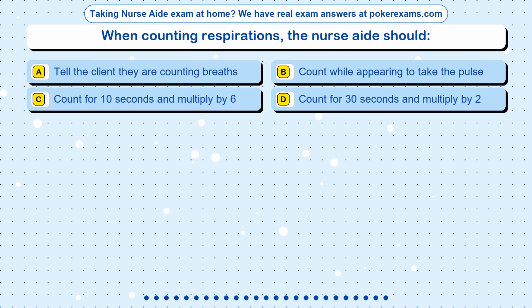Question 9. When counting respirations, the nurse aide should: Option A, tell the client they are counting breaths. Option B, count while appearing to take the pulse. Option C, count for 10 seconds and multiply by 6. Option D, count for 30 seconds and multiply by 2.